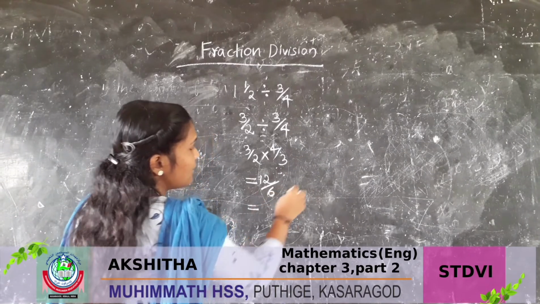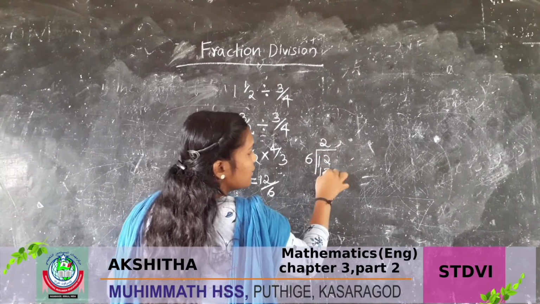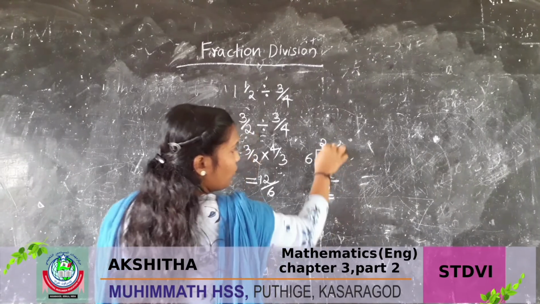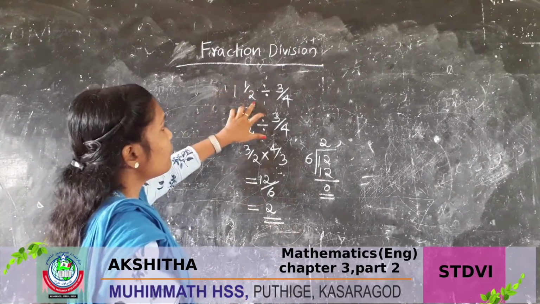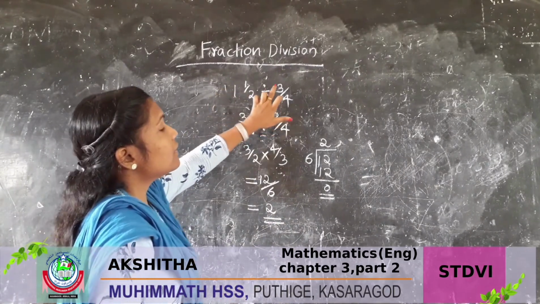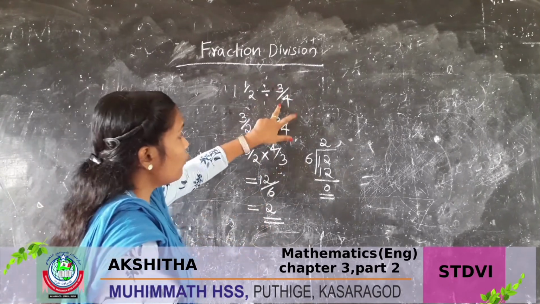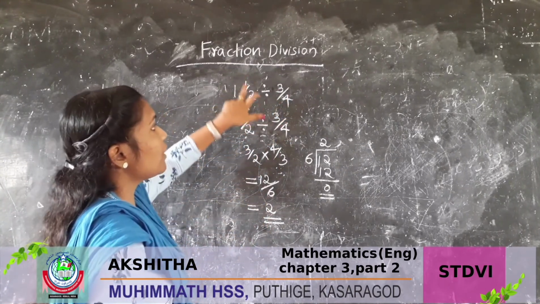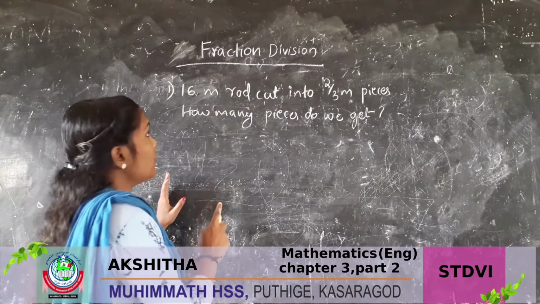So what is the answer? 12 divided by 6. 6 2 times 12. Remainder 0. Answer 2. Here 1 and a half divided by 3 by 4 is 2. It means 3 by 4, 2 times 1 by 2. Is it clear?